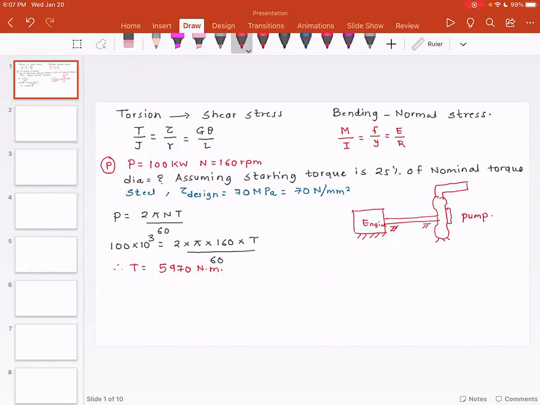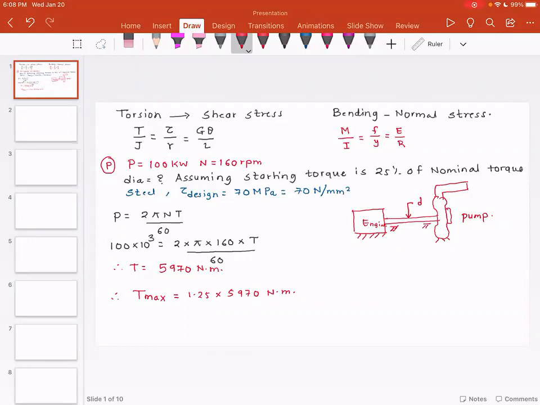So if we want to design the shaft, if we want to find out the diameter of the shaft, then we need to make sure that this shaft is able to support the maximum torque that the engine is going to supply to the pump. So T max is equal to 1.25 times 5970 Newton meter. So this is the maximum torque that will be supplied by the engine.